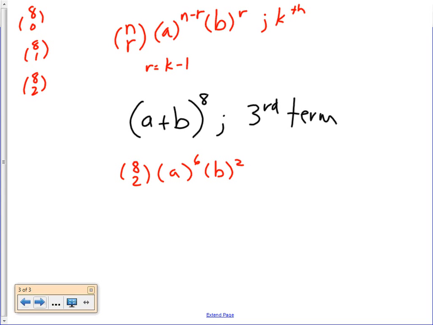So now it's just a matter of calculating this. Calculate that. 8 factorial over 6 factorial, 2 factorial. Which is 8 times 7. Where did 6, 5, 4, 3, 2, 1 go? 2 factorial. 56 over 2 is 28. A to the 6th, B to the 2nd.